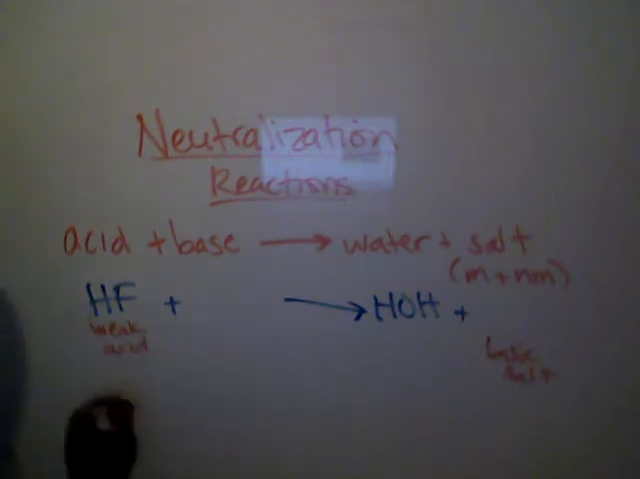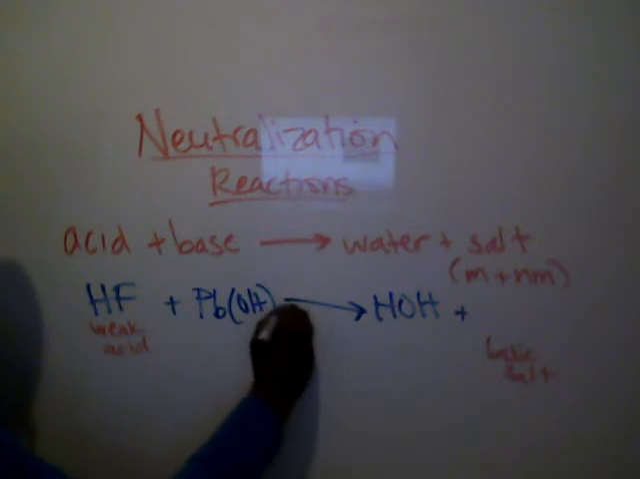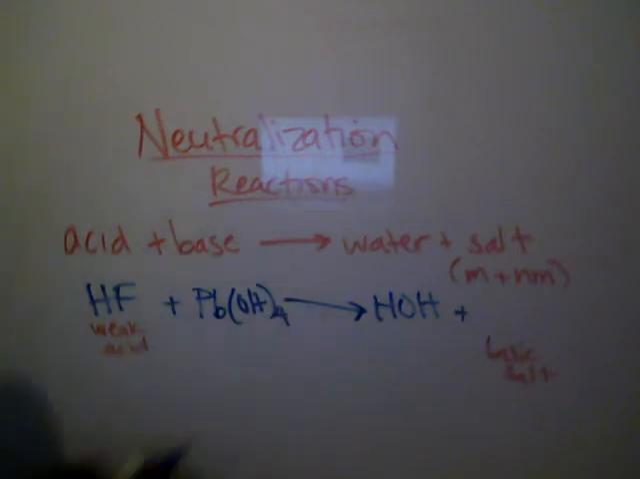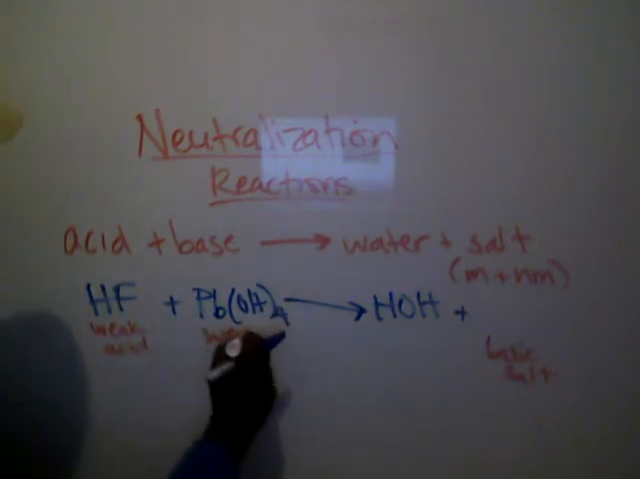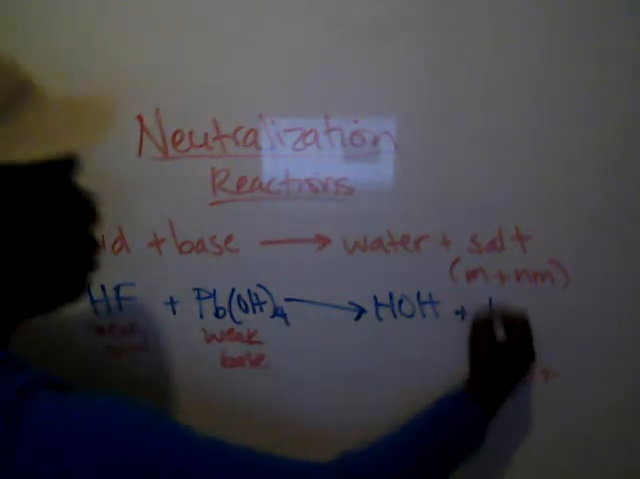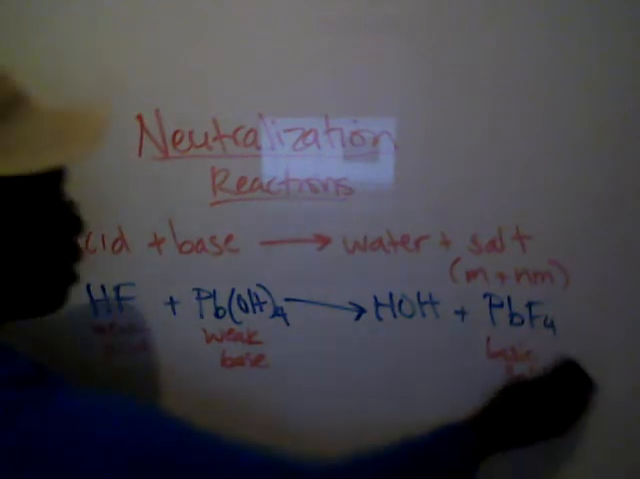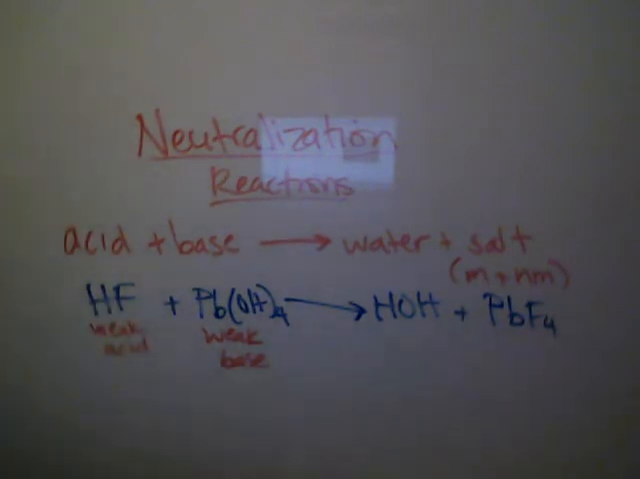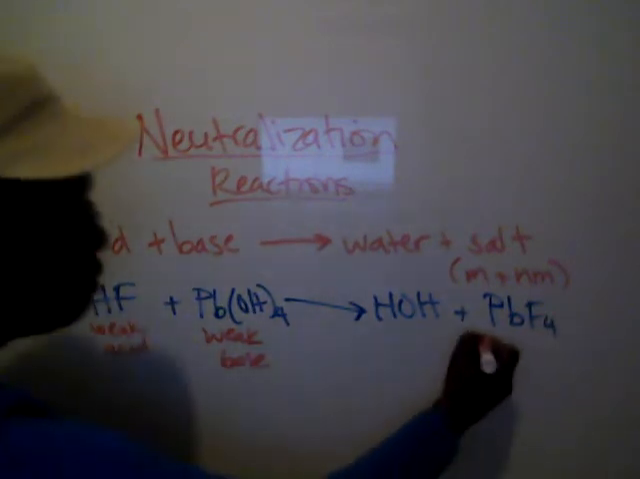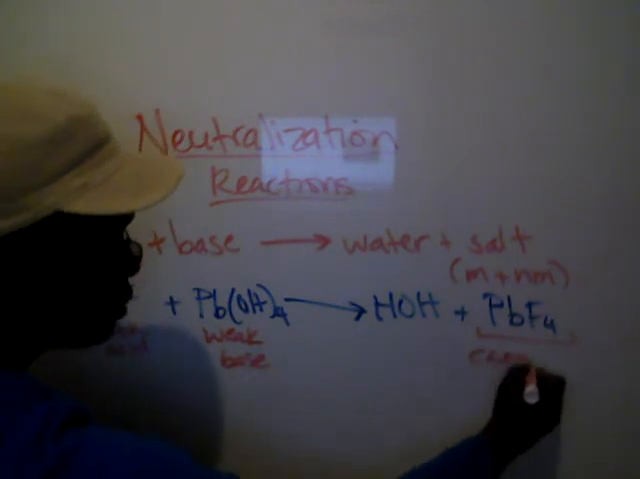So let's say we have a weak acid, and let's say we have a weak base. So this is a base that does not have a metal from the first or second column. So this is a weak base. Okay. So our salt would be PbF. Okay. Now, if you have 2 weaks together, we really actually can't predict anything. So we'll say, cannot be determined.